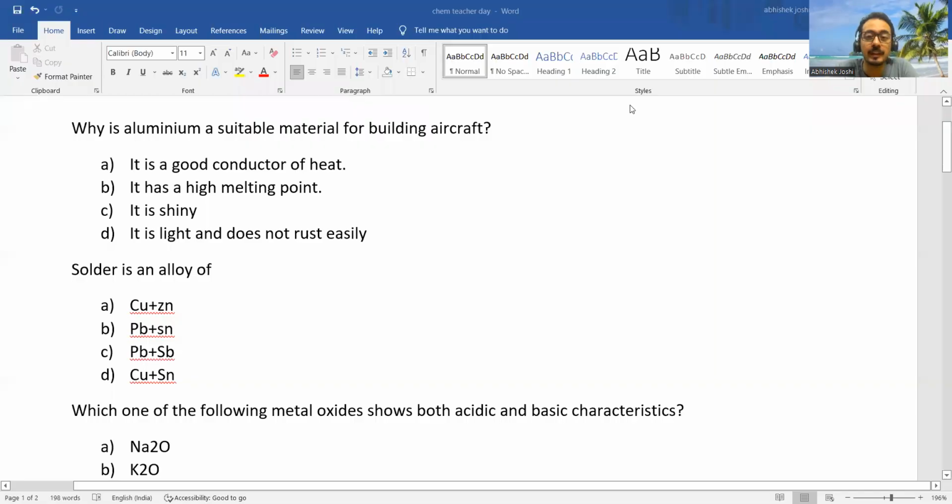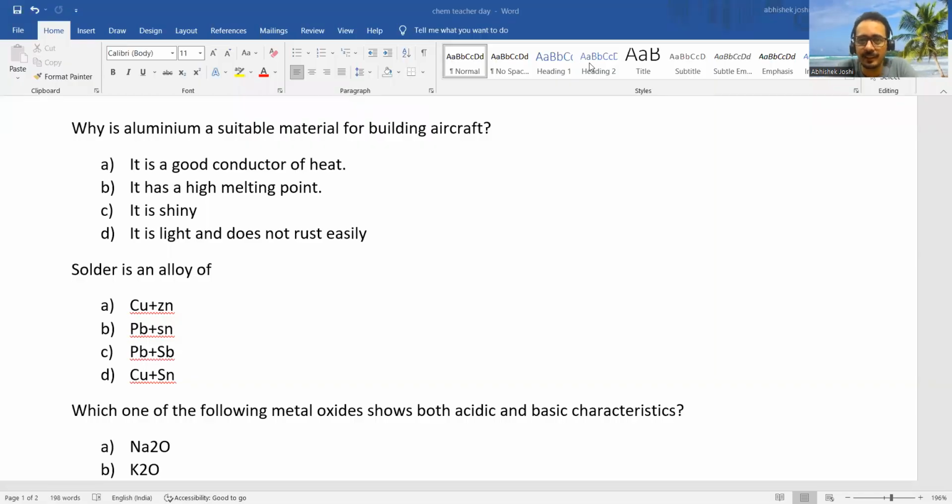And let's begin with one session of chemistry and let's do a few questions. Okay, let me share my screen. Here it is. Now let's annotate it.